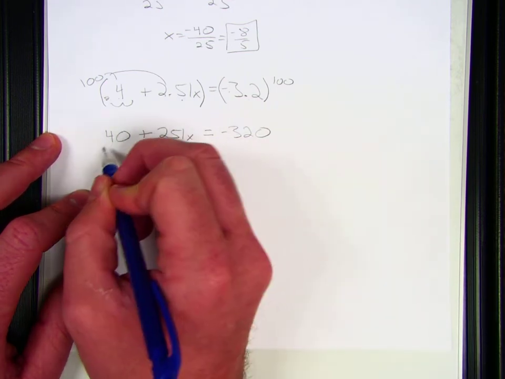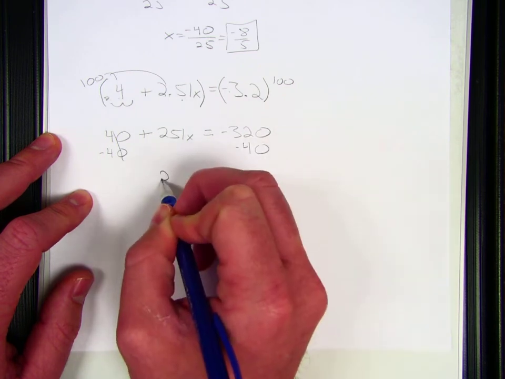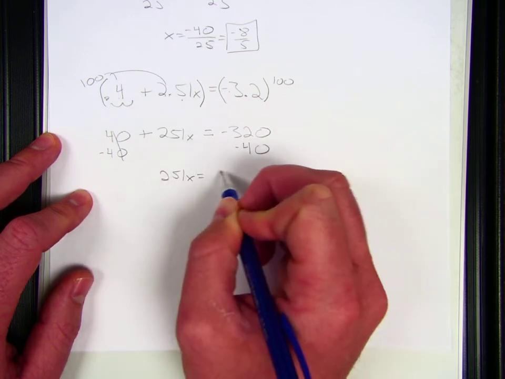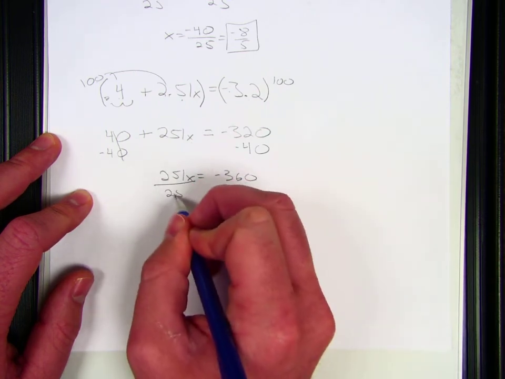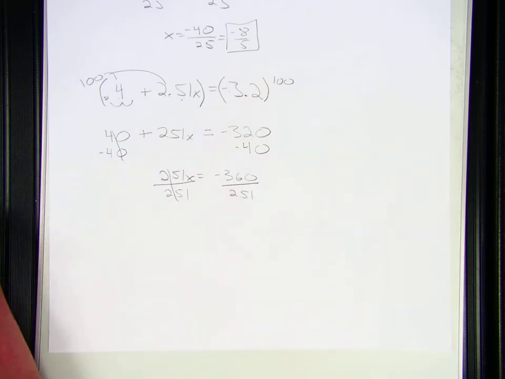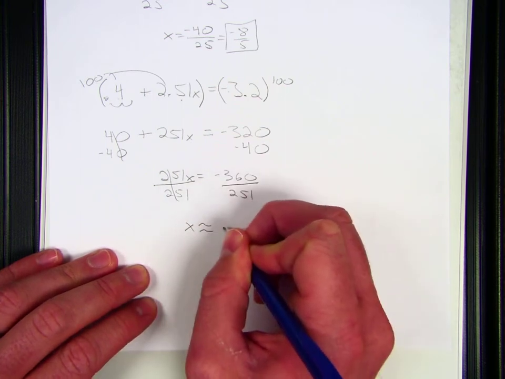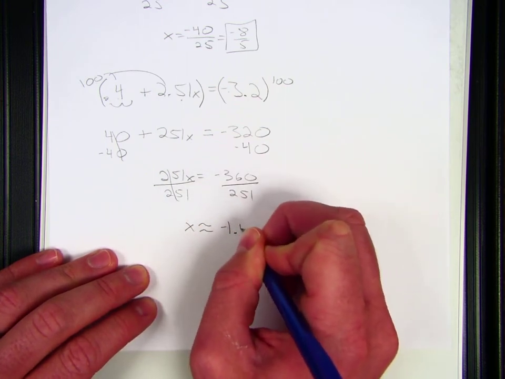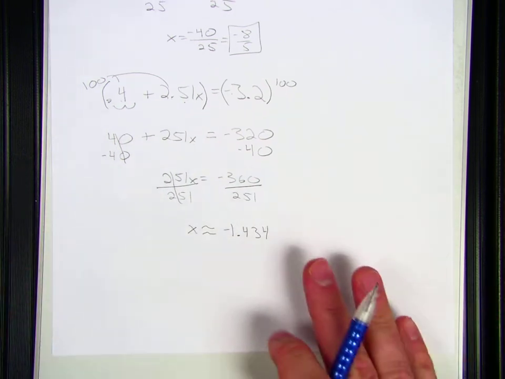So, solving for x, I'm going to subtract 40 from each side, and I have that 251x equals negative 360, divide by 251 on each side, and I'm not even sure what that would be, so let's throw that in our calculator. Negative 360 divided by 251. I'm going to round to the third decimal place. Should be x equals negative 1.434.